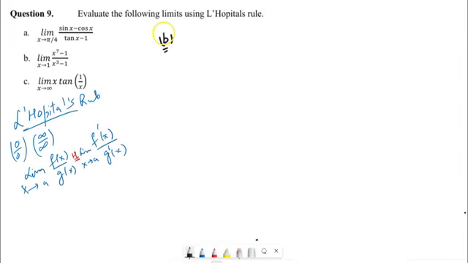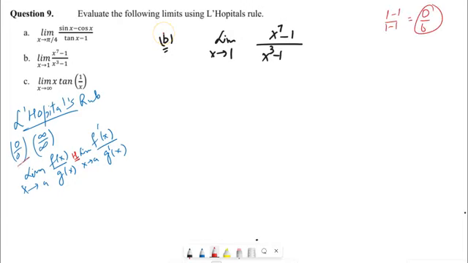Let's work on part B. Limit as x approaches 1 of x to the power 7 minus 1 over x to the power 3 minus 1. If I try to plug in 1, 1 minus 1 over 1 minus 1, that is 0 by 0, which is an indeterminate form. So we can apply L'Hopital's rule to it. We can't just put zero values in there.